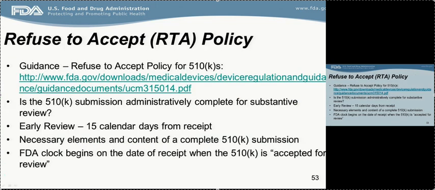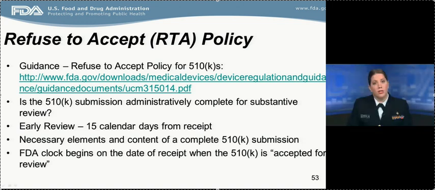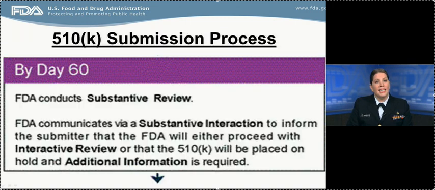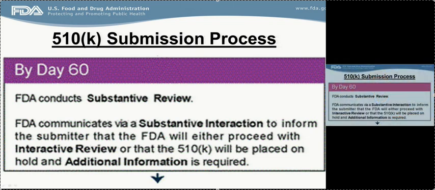Refuse to accept hold, or the refuse to accept policy, is outlined in the guidance and the link provided on this slide. I recommend that you review that guidance thoroughly. It provides a great checklist so that you can make sure that you're meeting all of the administrative requirements of your 510K. That's the purpose of the refuse to accept policy: to make sure that your 510K is administratively complete and that the reviewer can conduct a substantive review. The FDA clock begins on the date of receipt when your 510K is accepted for review. So if your 510K does not pass RTA, it will be put on hold until you submit the necessary information. By day 60, the FDA will conduct their substantive review.